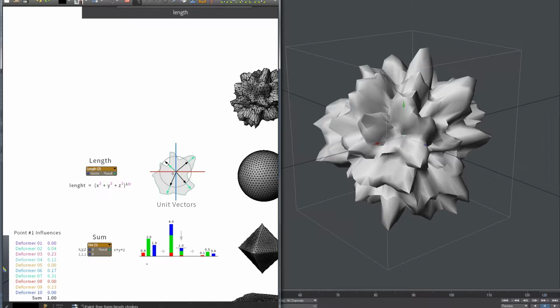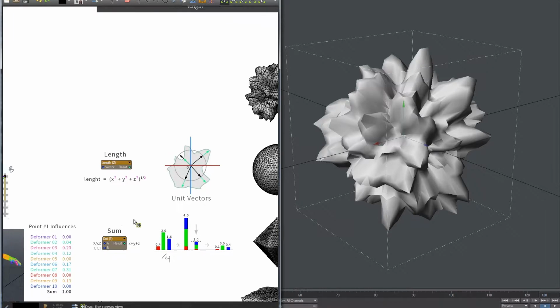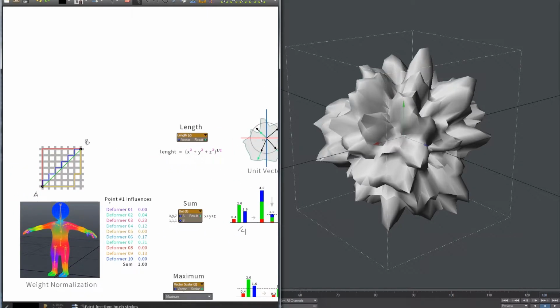So if I divide all of these by 4, instead of 0.4, I get 0.1. Instead of 2, I get 0.5. Instead of 1.6, I get 4. And what I can get with this is that I make sure that when I add them together, they amount to 1. And so that's useful, for example, for weight normalization.